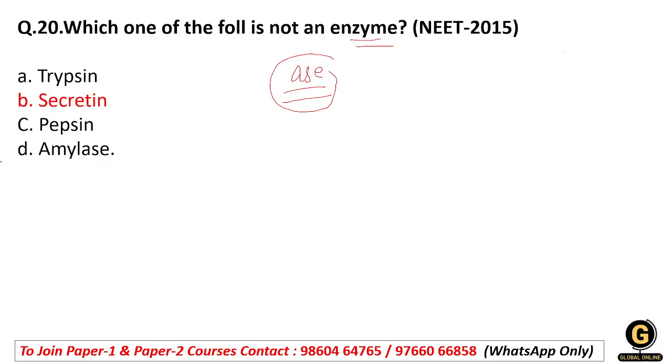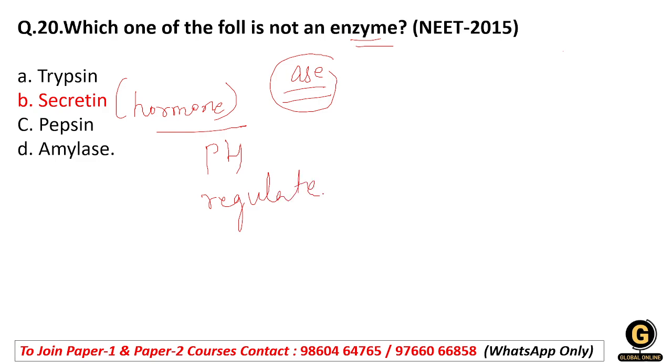Okay, so trypsin, pepsin, amylase are enzymes and secretin is not an enzyme, it is a hormone. Okay, it is a hormone which regulates the pH. काय करतो secretin hormone? It regulates the pH in the duodenum. Okay, this question was asked in the year 2015.